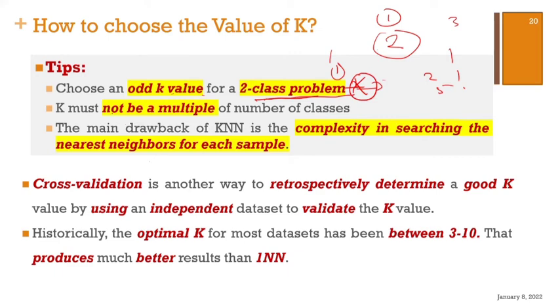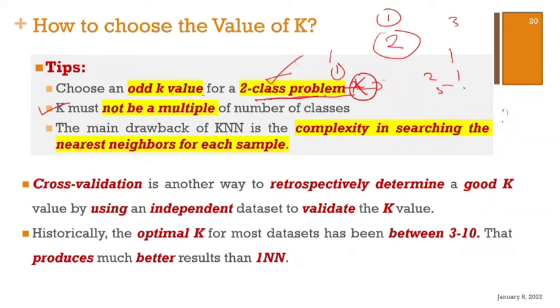Now, K must also not be a multiple of the number of classes, depending on the problem you are solving, because that could also lead to the same problem. The 2 class problem is very common, so we treated it specifically, saying don't give an even value for K. This tip generalizes the idea: don't choose K that is a multiple of the number of classes.